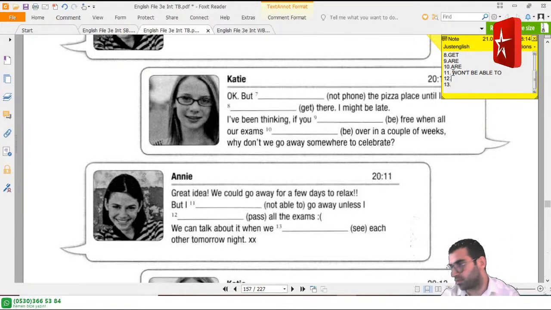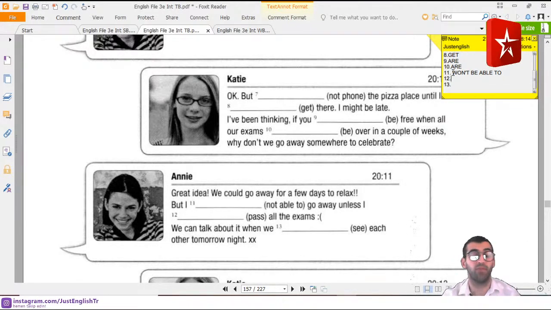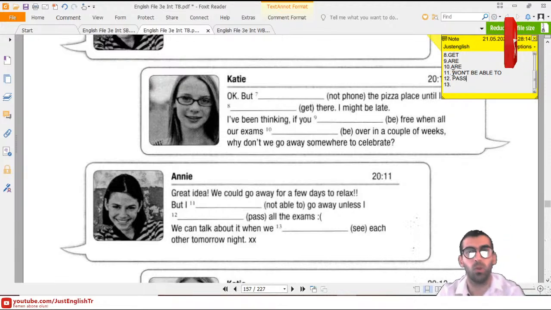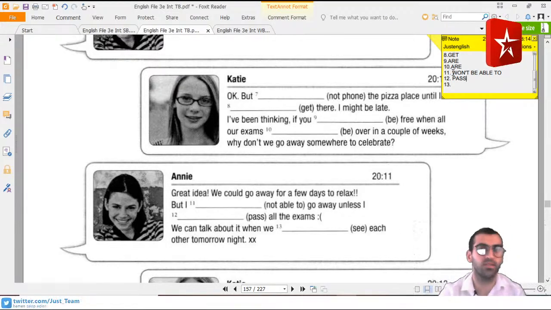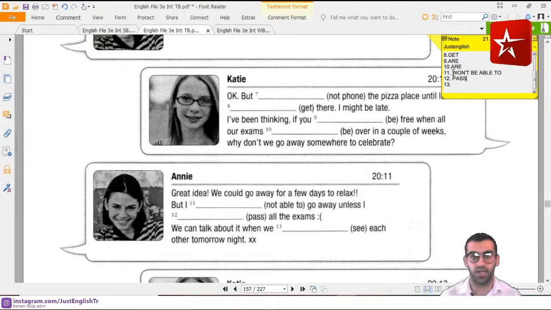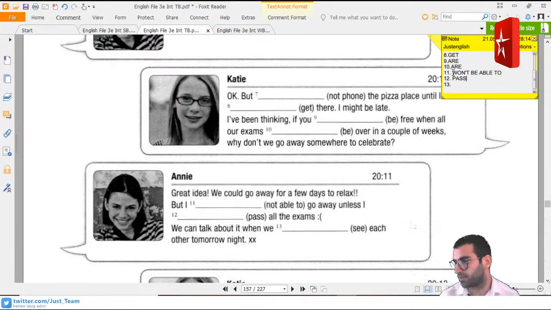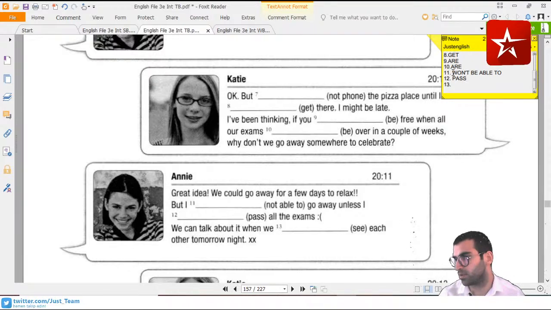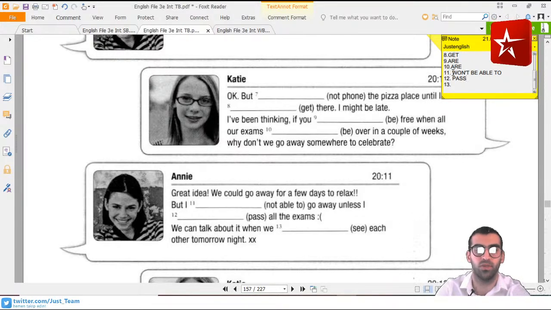Won't be able to, not I am not, because this is the main clause. For the main clause we use future simple. I won't be able to go away unless I pass all the exams. Yes, I pass all the exams. That's why we use present simple after the if side, and we use future simple in the main clause. Rana, Azime, and Alp, thank you for your answers. Alp, not am not be able to. Okay, won't be able to is the correct answer.